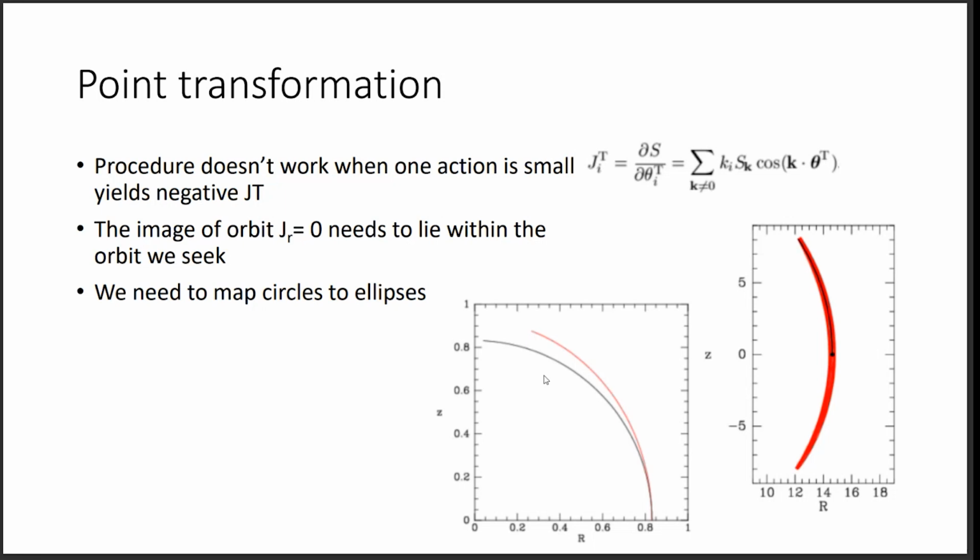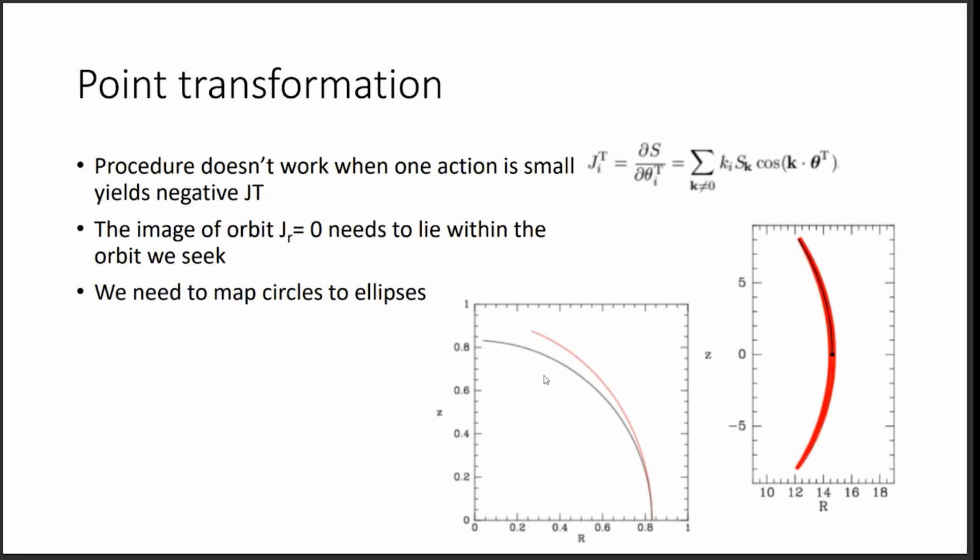Now, in this diagram, the black curve is a circle. This is a plot of radius versus z, so this is the meridional plane. And I'm trying to calculate an orbit which is this red orbit. This red orbit is a shell orbit. Well, what really is it? It's an orbit that's strongly inclined to the galactic plane, and it precesses because the galaxy's potential isn't spherically symmetric.